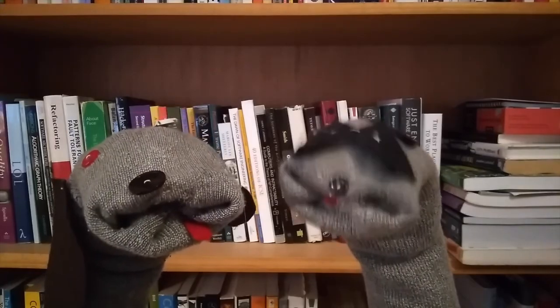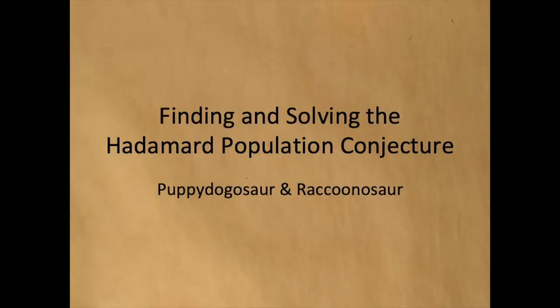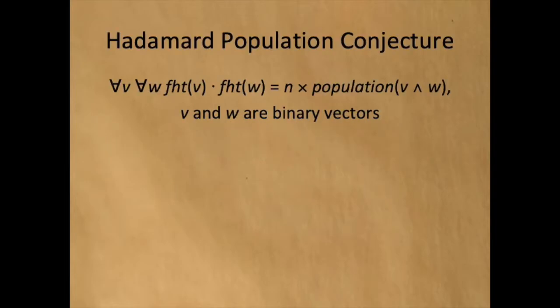Hey Rack. Hey Pup. Today we're going to talk about finding and solving the Hadamard population conjecture. We were working on a problem called consistency, which we will discuss another time, and we wanted to know whether two specific bits were set in a vector when all we could see was the Hadamard transform of that vector. We ultimately concluded that the dot product of the fast Hadamard transform of two vectors equals the length of the two vectors times the population of the intersection of the two vectors.